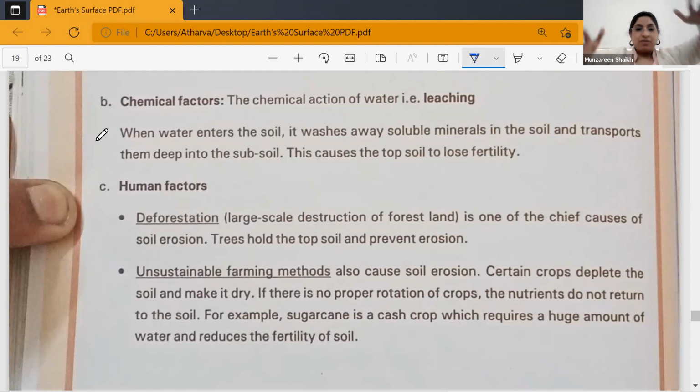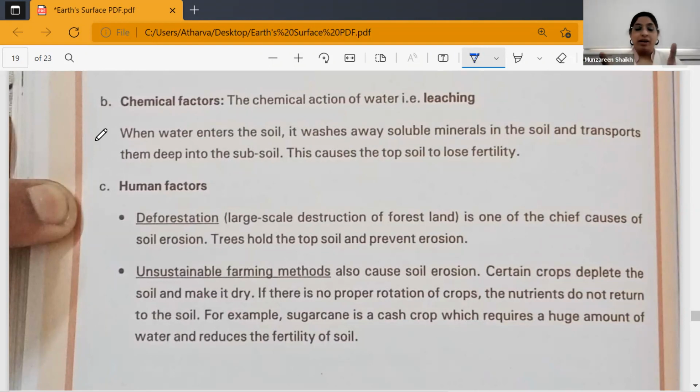As Mariam said, if there's too much water, plants won't grow. Why will plants not grow? Because of the fertility of the soil, because of the water, what happens? The fertility of the soil, the nutrients, the soluble minerals which are there in the topmost layer, are transported deep into the second layer, the subsoil. Ma'am, the plants usually grow in topsoil, but if the fertility is not there, the plants won't be able to grow.